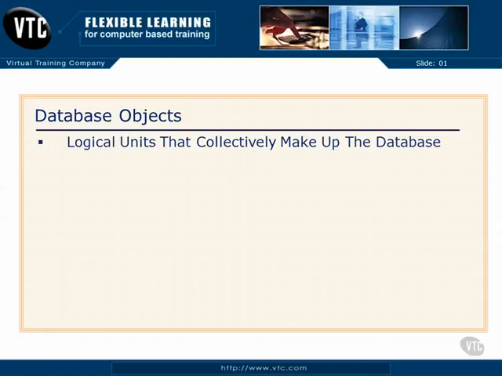Notice on the screen here a very simple description of what the database objects are. They are the logical units that collectively all together make up the database. Now, what exactly are we talking about? Well, schema is the word that you will hear database nerds use to talk about the database objects. The schema is the term that's used to describe this collection of database objects.